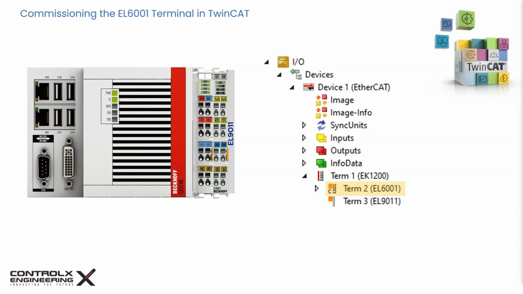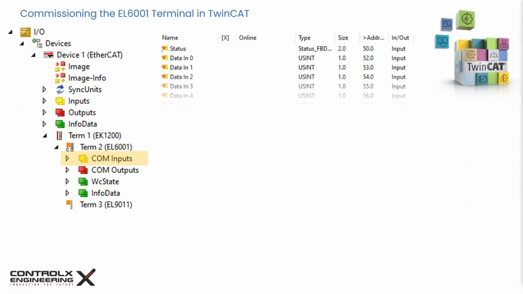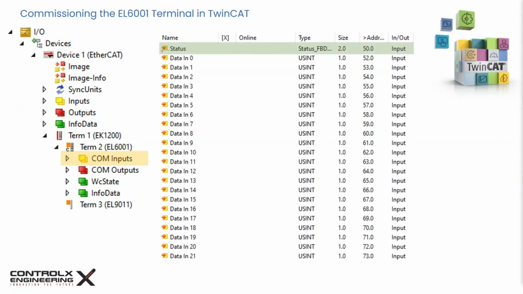After scanning the hardware, we should now see the EL6001 added to our I/O configuration. Let's review the configuration in more detail. Let's look at the COM inputs first. This is the 16-bit status word and is part of the input process image transmitted from the terminal to the serial controller in the PLC.